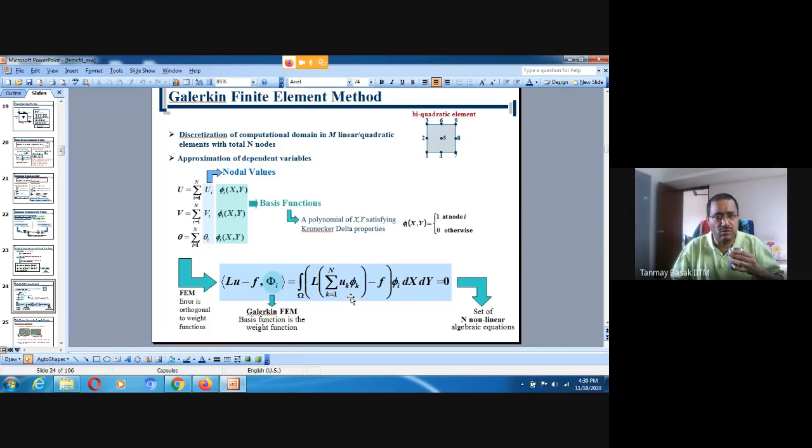You could have capital U, capital V, and theta as nodal variables, and at each node you can have three residuals. So that means if you have 25 nodes, you get 75 algebraic equations, because you have three unknowns and three equations: two Navier-Stokes equations and one energy balance equation.